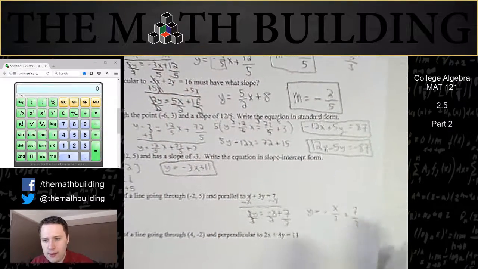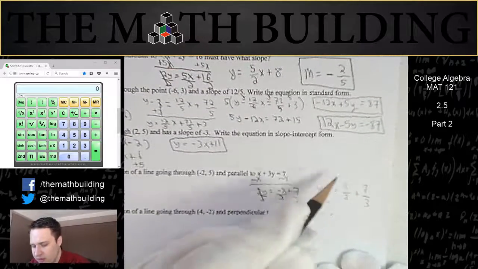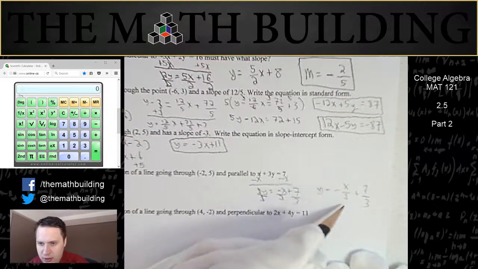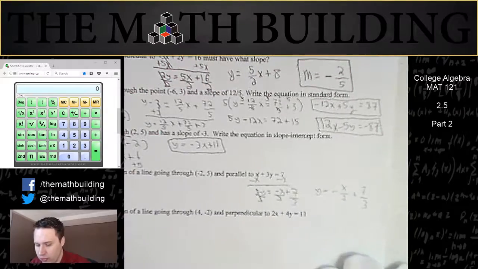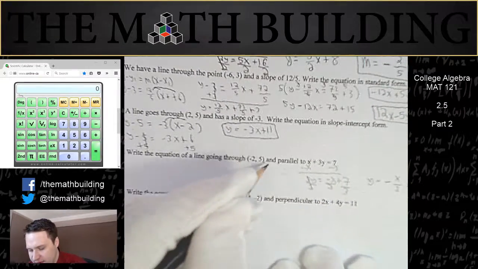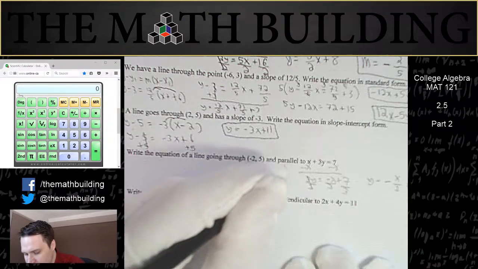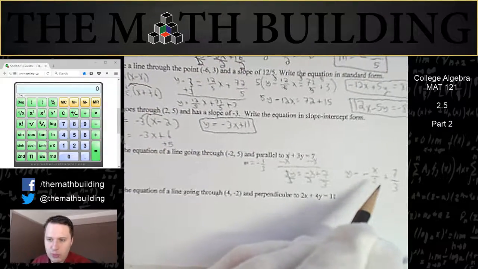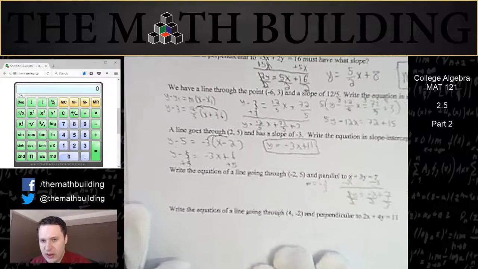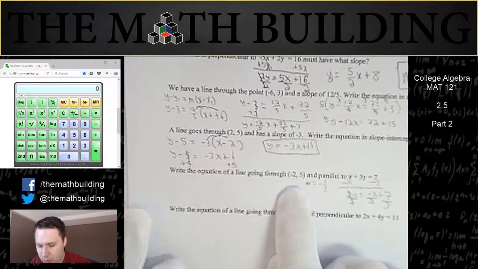But the main thing we need to know from this is the slope. So we look over here and we see from here that the slope is going to be negative a third. So that means that since we're parallel to this line, the slope we're going to need is negative a third because that's the slope of this line. So now we just use point slope with this point.